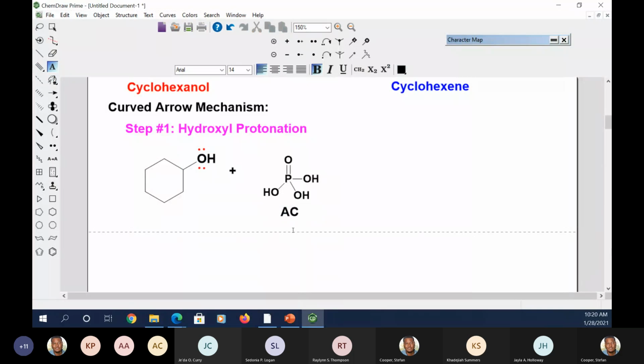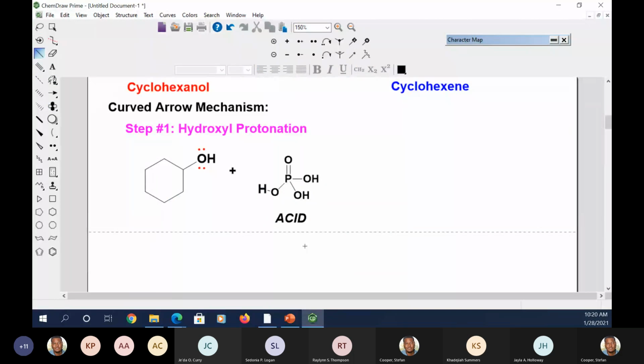I'm just going to call this an acid. You guys know that's phosphoric acid. All right, help me here. What do acids like to do? Donate protons. Donate a proton, right?